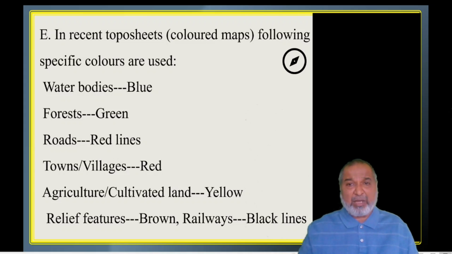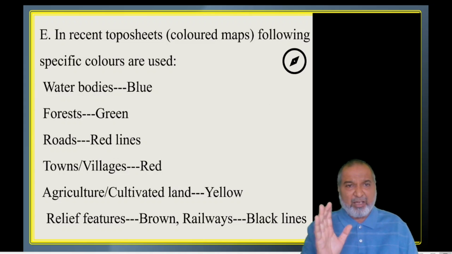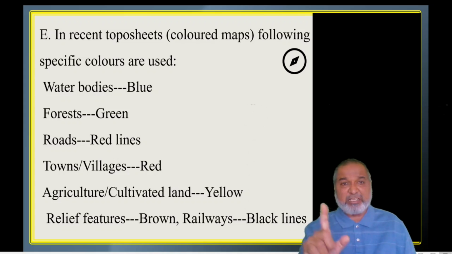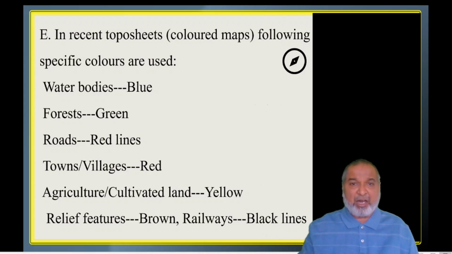Railway lines are given by black. At least you should know these colors. Water bodies are blue, forest is green, and roads are red lines. Where railway lines are there, they are parallel, with a bracket, and black lines. Towns and villages are red, agriculture and cultivated land is yellow, and contours marked on the map are brown.